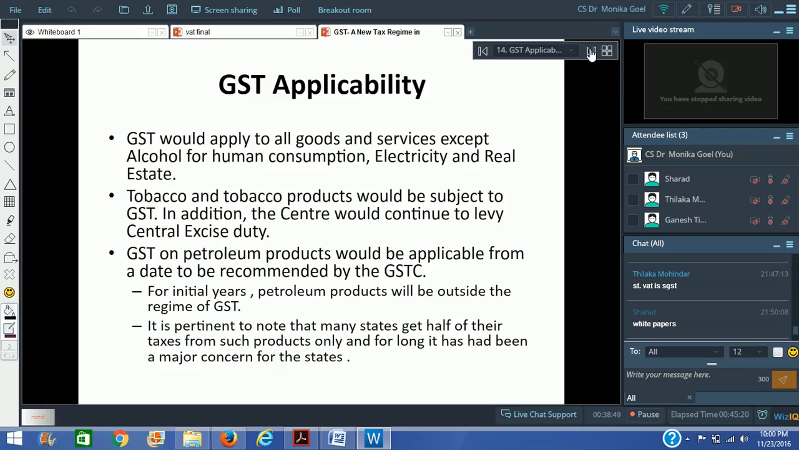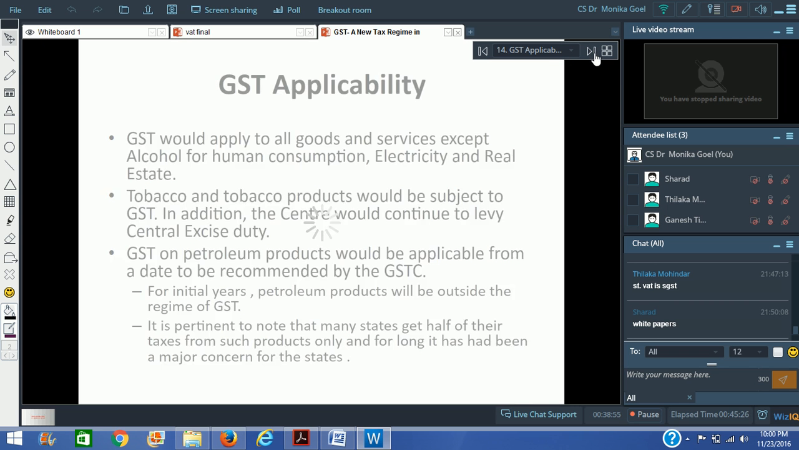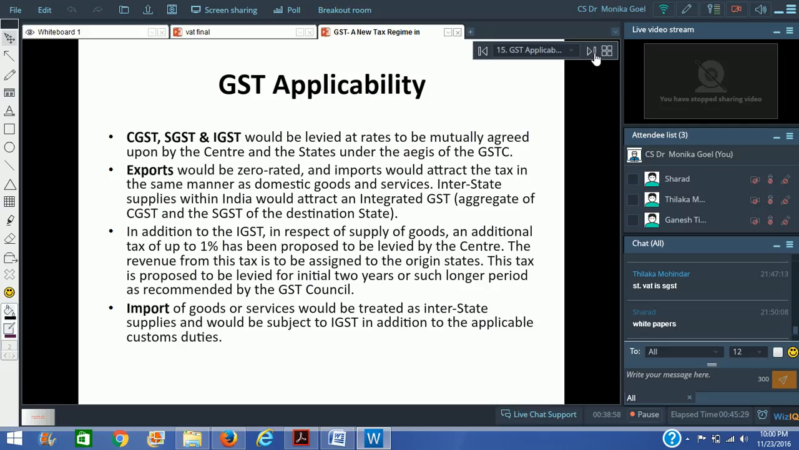GST on petroleum and petroleum products will not start from the initial stage, but later on, from a date which is going to be recommended by the GST Council, GST will also come on petroleum and petroleum products. Now we are going to have three kinds of GST: CGST, SGST and IGST. The rates have actually been finalized by the GST Council. Some people are saying it is close to 20%, but because I've not cross-checked it myself, I would not be giving you the rates. But the rates have now been finalized.